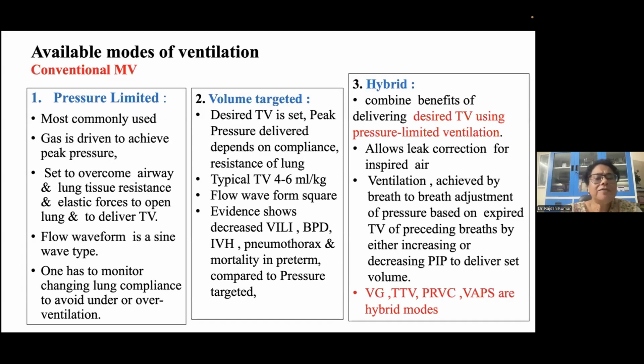So the available modes of ventilation have been described extensively in the previous lecture, but just for recapitulation, we might have availability of conventional mechanical ventilation, which has a facility for pressure-limited time-cycled ventilation, or there can be availability of volume-targeted, or otherwise, there can be availability of hybrid modes of ventilation. The pressure-limited ventilation is the most commonly used type of ventilation, and for the last few decades, this had been the most commonly used ventilatory mode in most of the NICUs.